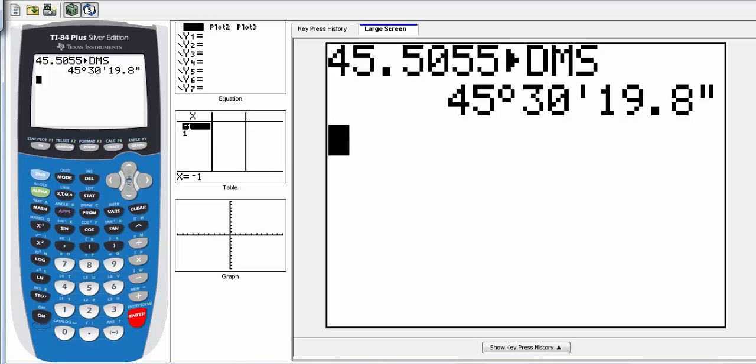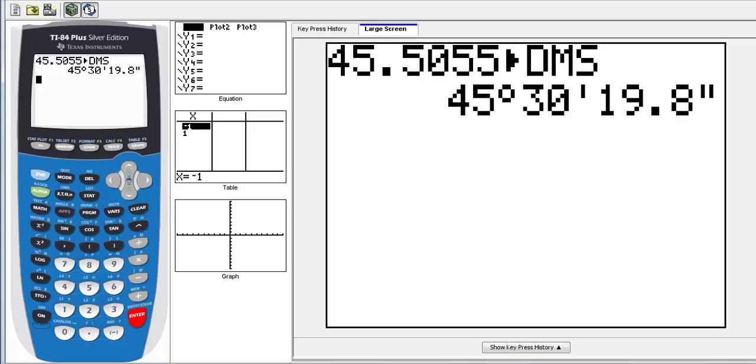45 degrees, 30 minutes, and it says 19.8 seconds, and that's so small, this decimal is kind of crazy to put in here, so that's why I rounded it to 20 seconds. So that's how we can use the calculator to change this number to degrees, minutes, and seconds.